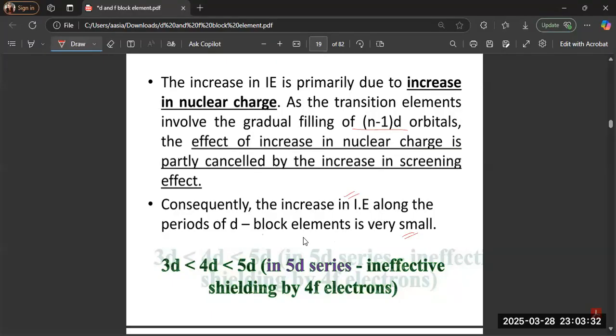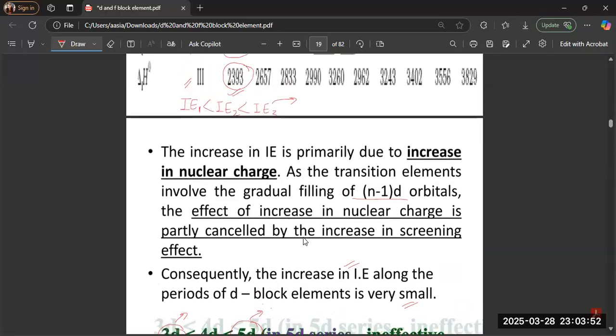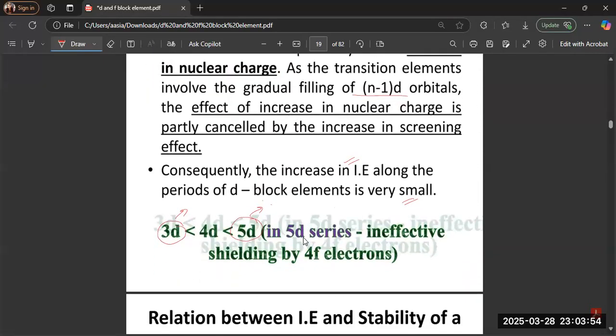Now see, in the 3d series the ionization enthalpy is much lesser, right? And it is shown that the 5d series has much higher ionization enthalpy due to ineffective shielding by 4f electrons. So the order will be this: 5d will have higher ionization enthalpy than 4d, which is higher than 3d.